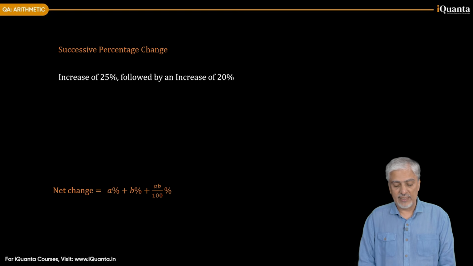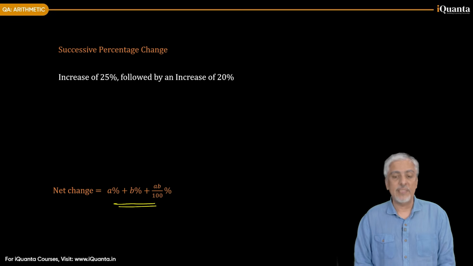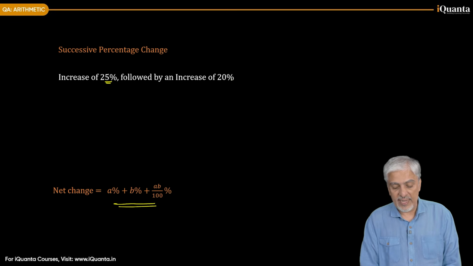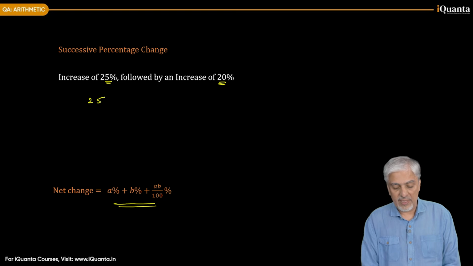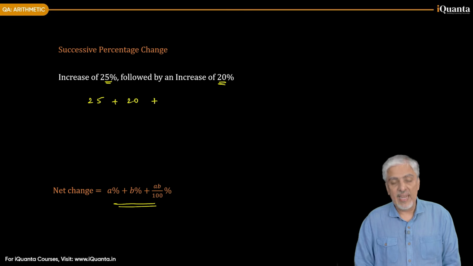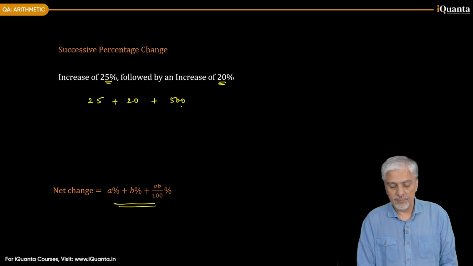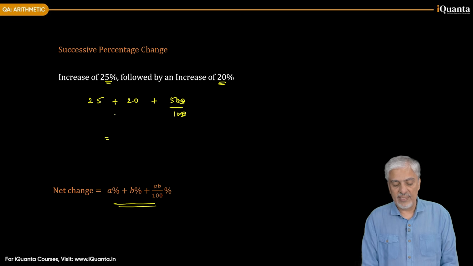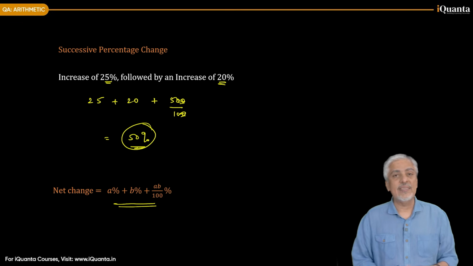The formula goes something like this. Net change is A% plus B% plus AB by 100%. Now, I can consider this as A and this as B. What happens when I consider A as 25, so 25%, plus B as 20%, plus A into B, that is 25 into 20. If you do 25 into 20, it is 500 upon 100. So that becomes 5%. And we get directly 25 plus 20, 45, 45 plus 5, 50%. So by all three methods, obviously you're getting the same answer.